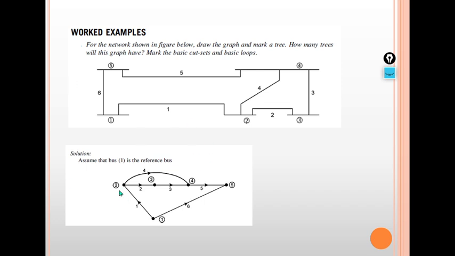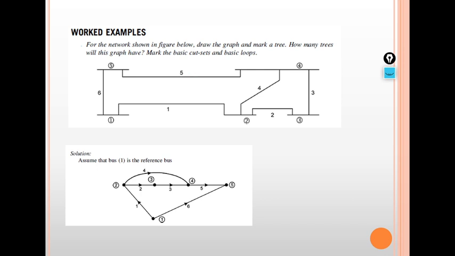Now next you can see 2 to 4. This is a bus, this is a branch. So between 2 and 4, branch 4 is connected. Between 2 and 1, the branch is already connected. Now 4 to 5: another branch, branch 5, is connected.